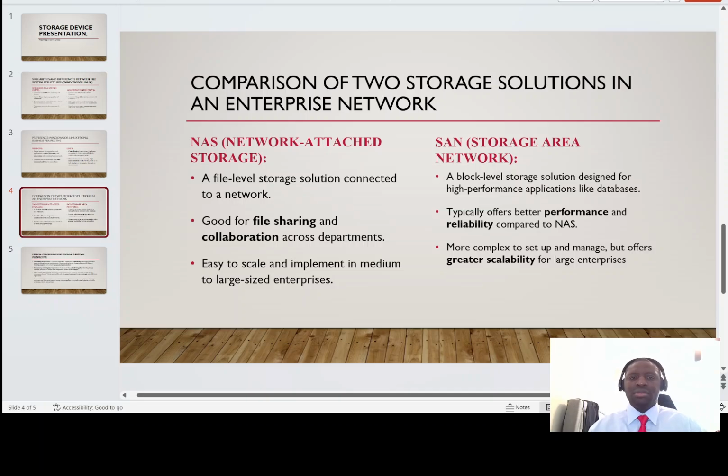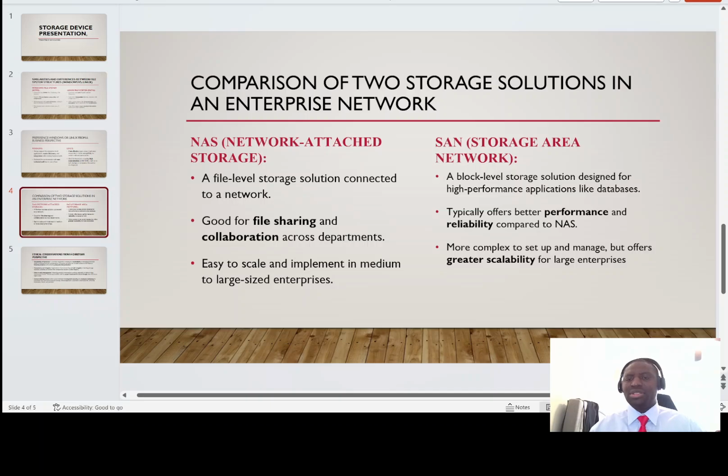Comparing the two storage solutions in an enterprise network, NAS, network attached storage, is a file-level storage solution that connects to a network for file sharing and collaboration across departments. It is easy to scale and implement in medium to large size enterprises.